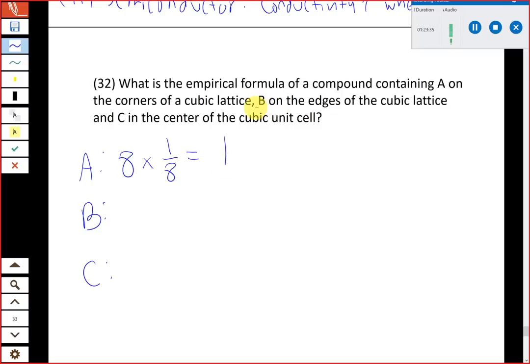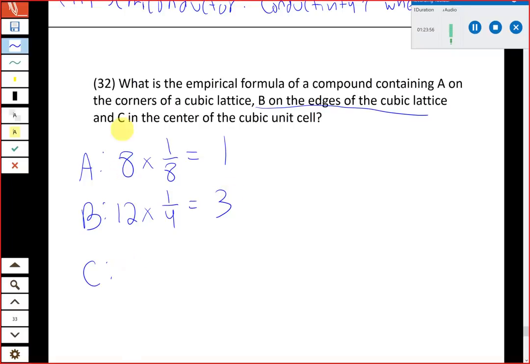For B, we have B on the edges of the cubic lattice. In a cube, you have 12 total edges. Each of those edges would be shared by 4 unit cells. So each one of those is going to count as 1/4 belonging to that specific unit cell. And so 12 times a fourth is 3. So we'd have a total of 3 Bs in the unit cell.